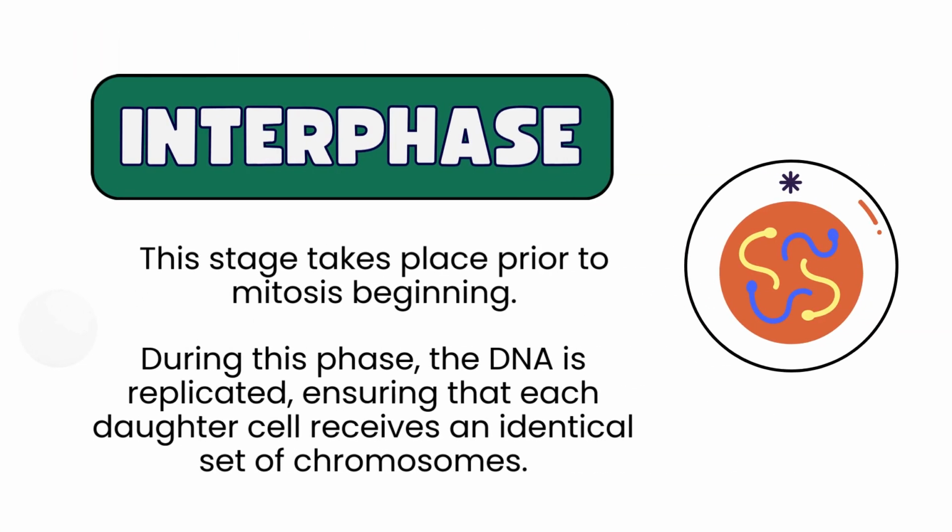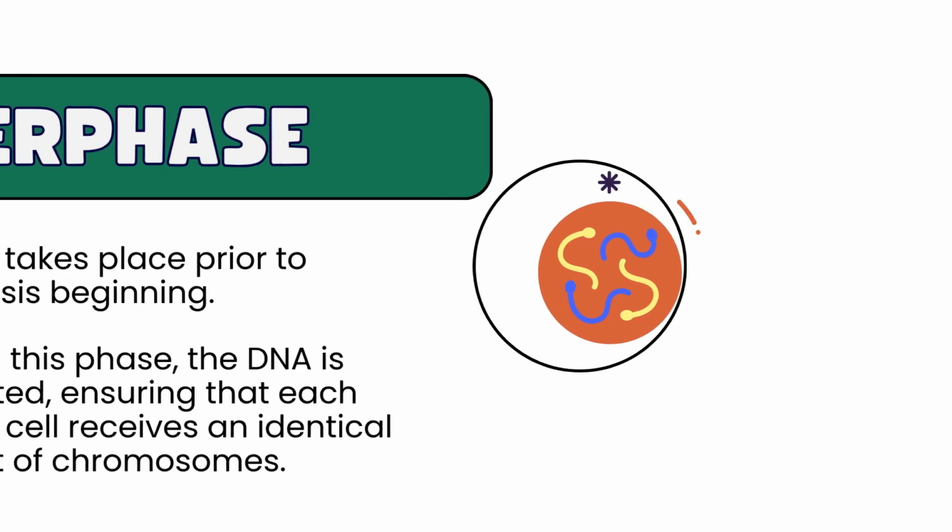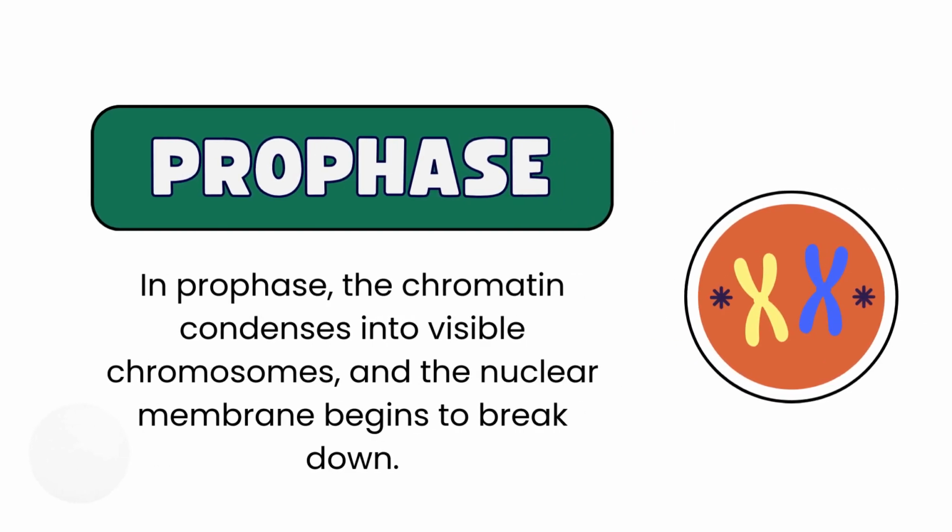Before we dive into mitosis, let's take a look at interphase, the stage where the cell spends most of its life. Interphase is divided into 3 phases, G1, S, and G2. During G1, the cell grows and synthesizes proteins. In S phase, the DNA replicates, doubling the genetic material. Finally, in G2, the cell prepares for division. And now let's begin mitosis itself, starting with prophase.